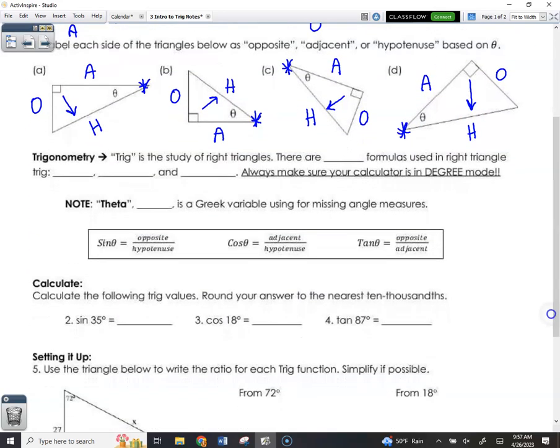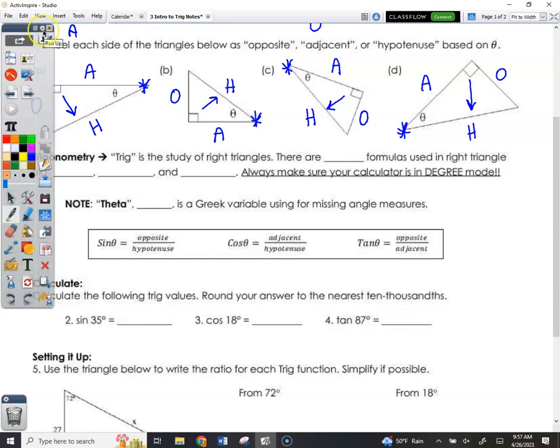Get it? Alright, here's the new stuff. So, trigonometry, or trig, is the study of, take your highlighter, it's the study of right triangles, not left triangles, but right ones, not wrong triangles, but right ones. I'm just seeing who's paying attention at this point.